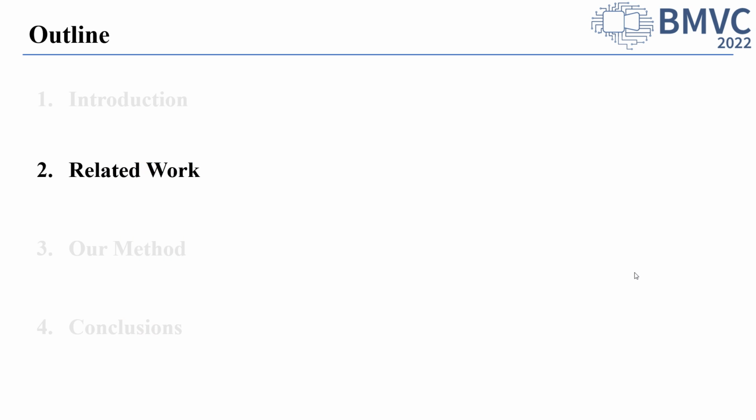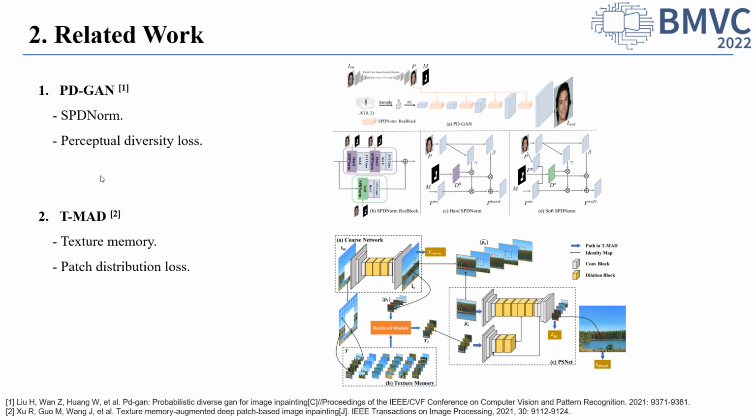The next chapter is to introduce some related work. The first work is PD-GON. They propose spatially probabilistic diversity normalization inside the modulation to model the probability of generating a pixel conditioned on the context information. Spatially probabilistic diversity normalization dynamically balances the realism and diversity inside the whole region, making the generated content more diverse towards the whole center and resemble neighboring image content more towards the whole boundary. Meanwhile, they propose a perceptual diversity loss to further empower PD-GON for diverse content generation.